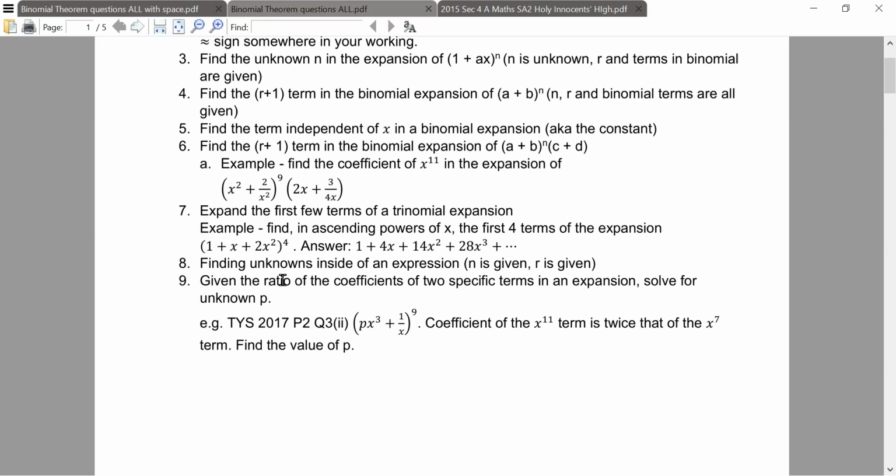Then point number 9. Given the ratio of the coefficients of two specific terms in an expansion, you want to solve for unknown p. So for example, in the TYS 10-year series 2017 on paper 2, question 3 part 2, you got px cubed plus 1 over x, whole thing raised to the power of 9. They tell you the coefficient of the x to the power of 11 term is double that of the x power 7 term. Then you want to find the value of the unknown p.